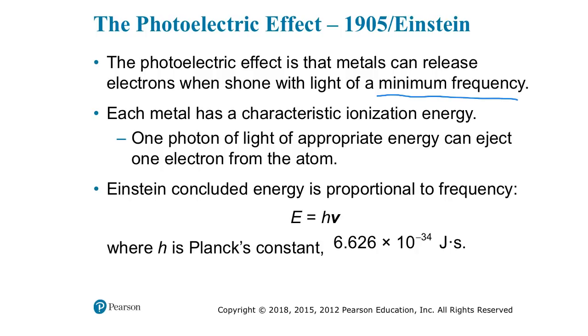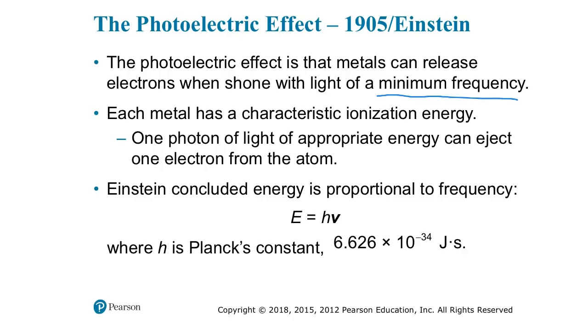Each metal was found to have a characteristic ionization energy, the right amount of energy it takes to remove an electron from that particular metal. What Einstein reasoned is that one photon of light of the appropriate energy causes the ejection of one electron from the atom. It's as if the photon is like a fastball, a particle. That's not really about velocity, because all the light has the same velocity, but if the light has the right characteristic energy, or the right wavelength to carry that energy, then it could cause an electron to be ejected from a particular metal.